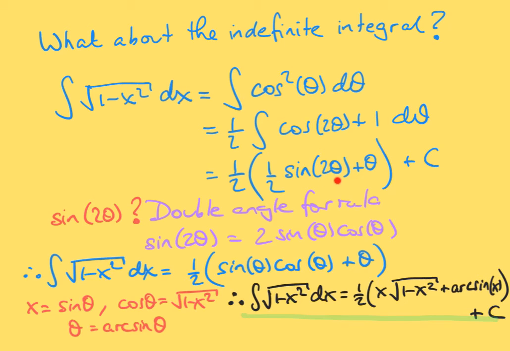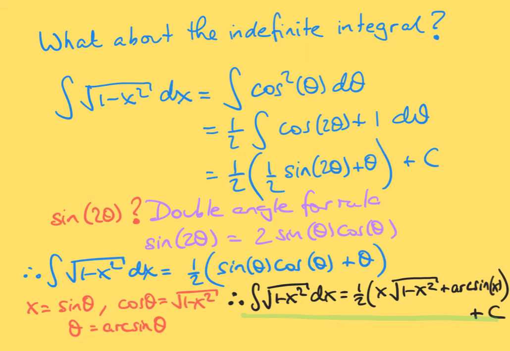Instead, what we want to do is to use the double angle formula and say the sine of 2 theta is 2 sine theta cos theta. And then the half here and this 2 will cancel, and our indefinite integral will become a half outside, open big brackets, sine theta cos theta plus theta. x is sine theta, cos theta is the square root of 1 minus x squared, and theta is arcsine of x. So we can just write this answer down immediately, a half x root 1 minus x squared plus arcsine x.